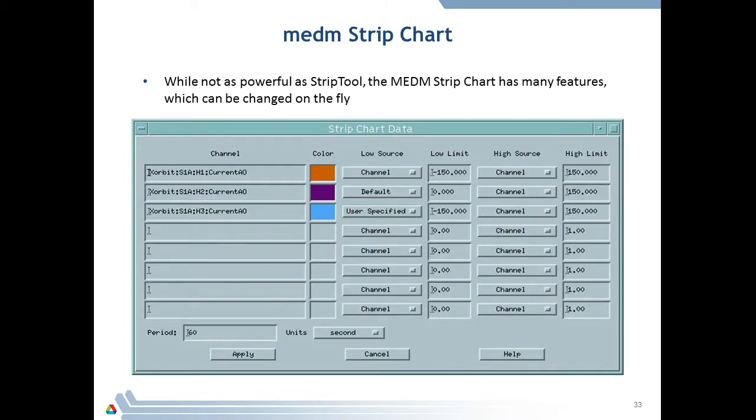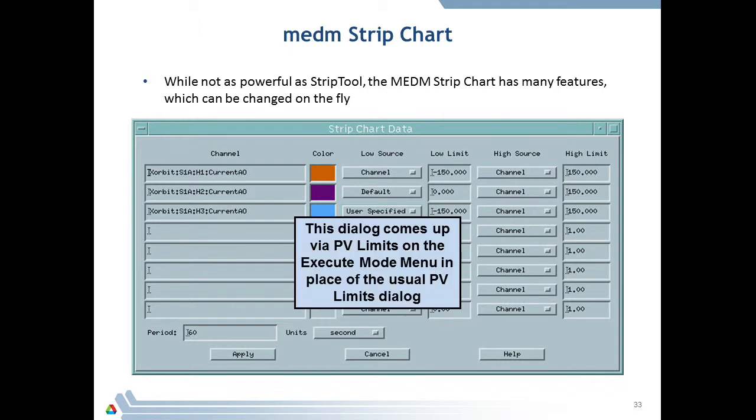So here's an example of using a bar monitor with no decorations to create a bar graph. The strip chart is not as powerful as the strip tool, which is a separate application that was created using Motif. But it does have many similar features. What you can do is apply a process variable name, set the low limit and the high limit on the strip chart value, set the period for the x-axis on the display, and the unit of measure. You have control of that too. For example, here we set it to seconds. And this particular dialog comes up through the PV limits in the execute mode menu of the display in place of the usual process variable limits dialog box.